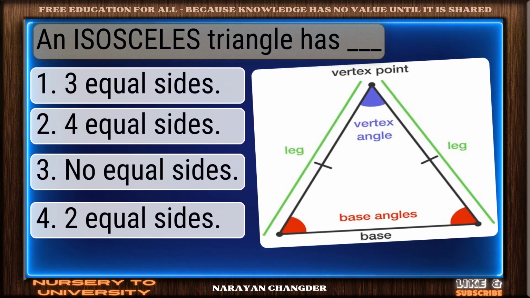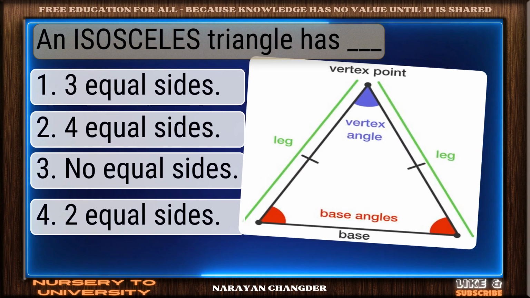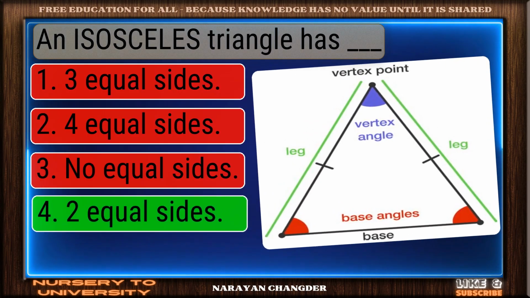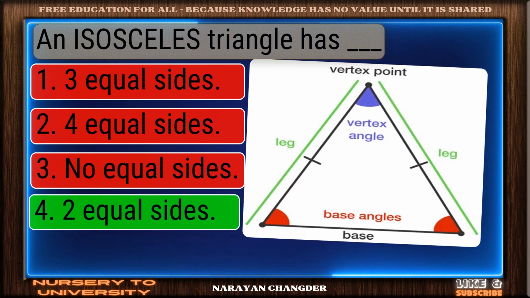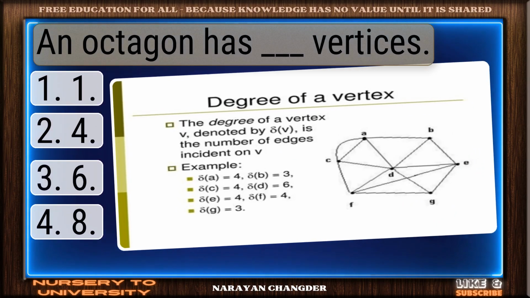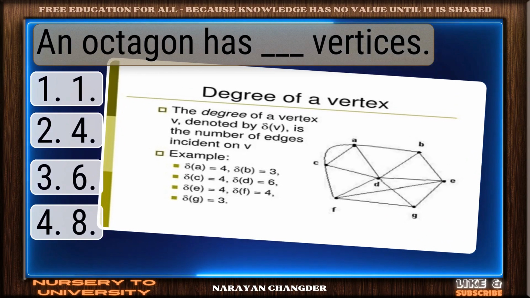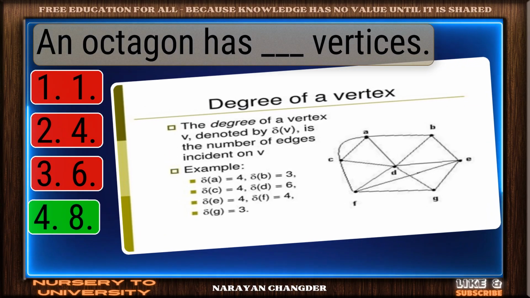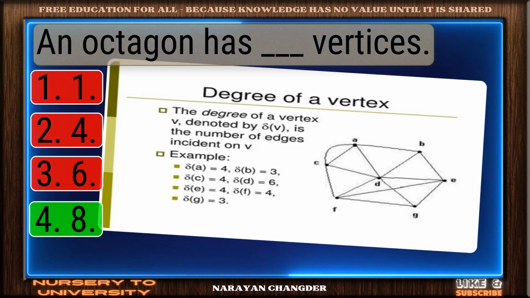Question number 269. An isosceles triangle has dash. Right choice. 2 equal sides is the best answer. Question number 270. An octagon has dash vertices. Great job. 8 is the accurate answer.